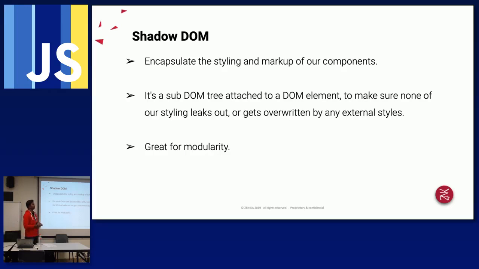Next one is Shadow DOM, which is basically to encapsulate your styling and markups. Whenever you define a Shadow DOM, it basically attaches a DOM subtree to your DOM root. That DOM subtree is encapsulated and doesn't get overridden by your global scope CSS or markups. It's really great for modularity, so you can use those modular components anywhere in your application.